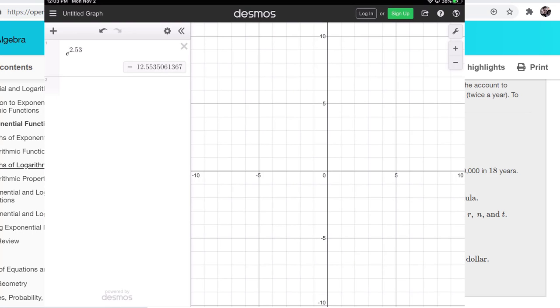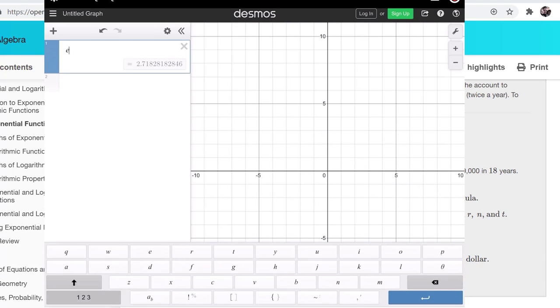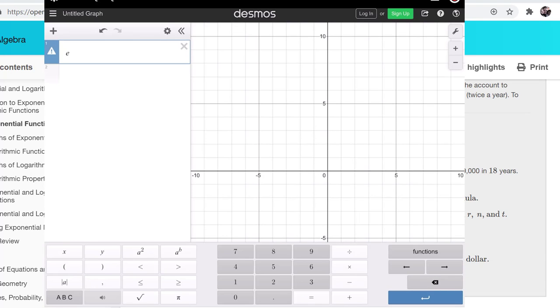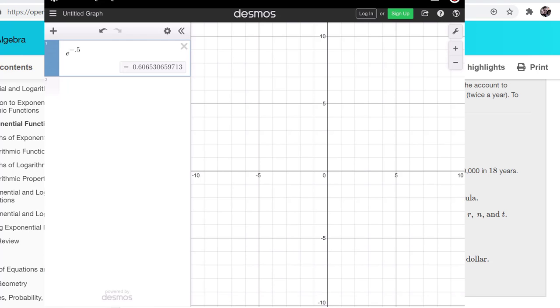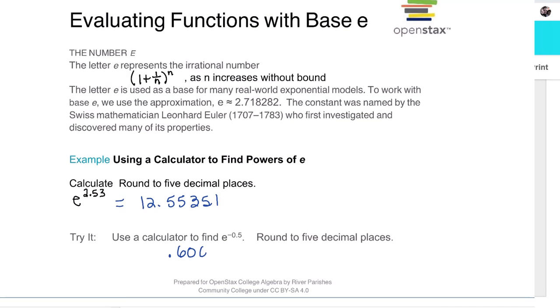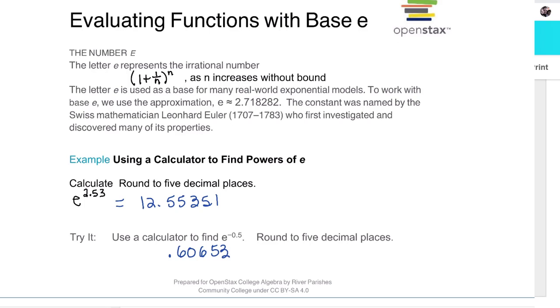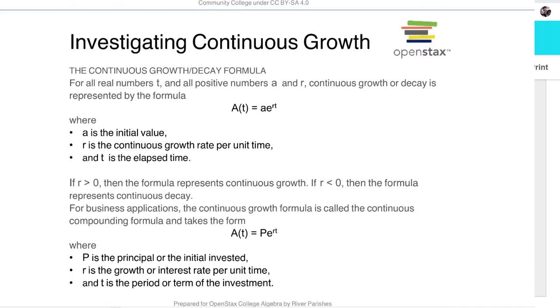Okay, so if we went to our calculator and we did e to the negative 0.5, rounded to the 5th decimal place, 0.60653. Let me try it, just look one more time and make sure I have it right. 0.60653. That is correct.